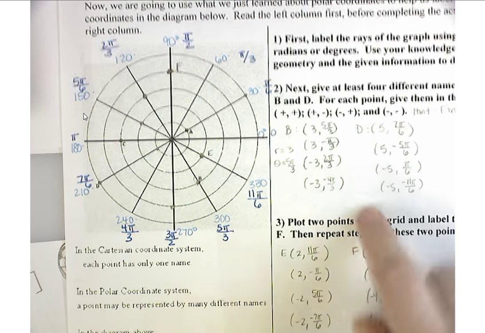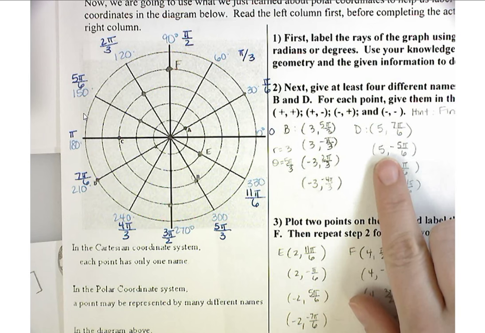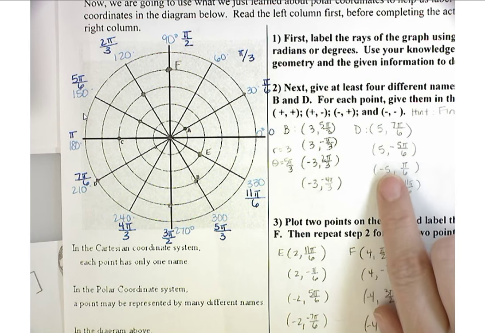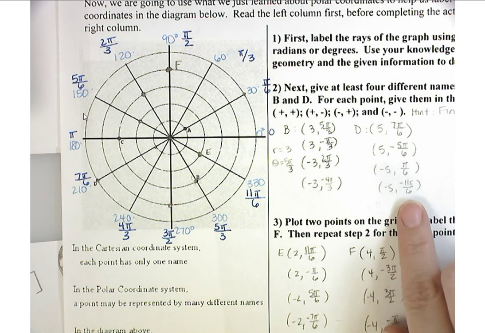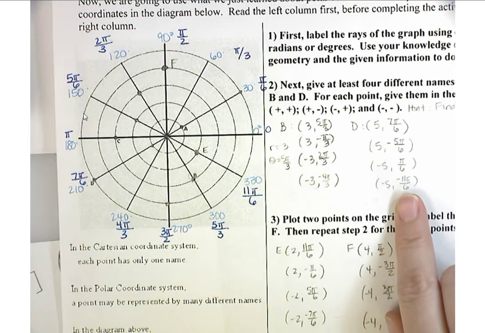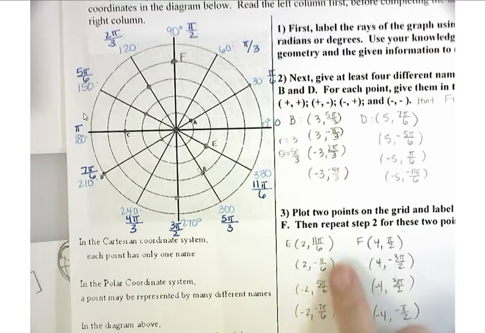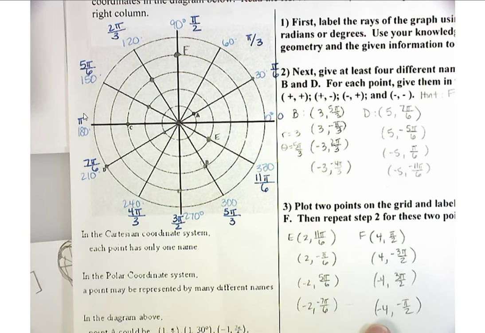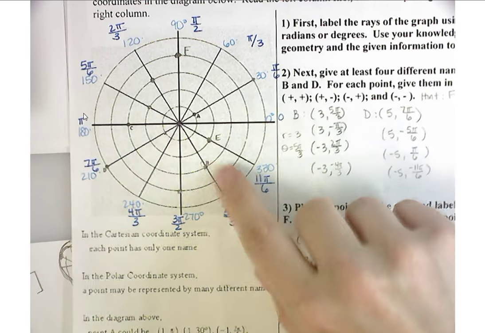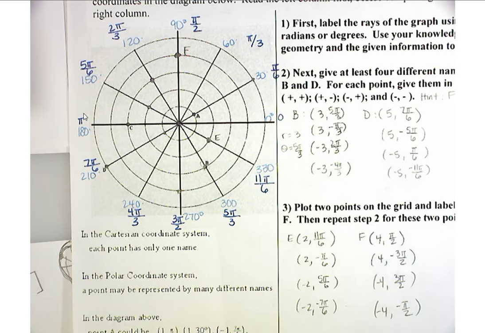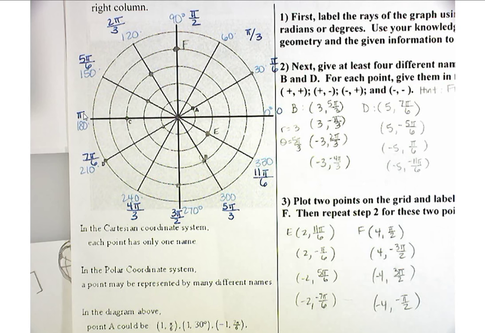So for D, you should have 7 pi over 6, negative 5 pi over 6, and negative 11 pi over 6. Okay, so if you did this yourself and got these correct, that's an excellent thing to know how to do. That will really help you when we're going into the next couple sections. Okay, and then you were to pick any 2 points and give the 4 names for those. And I put my E here and my F here. Obviously ours are not going to be the same, so you're going to check yours for each one using that same method.